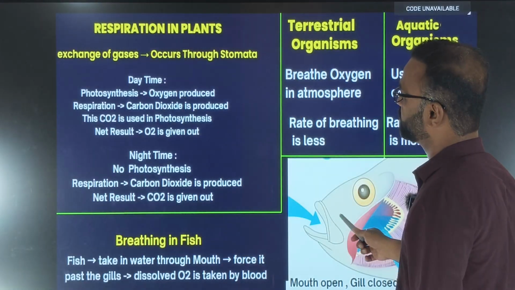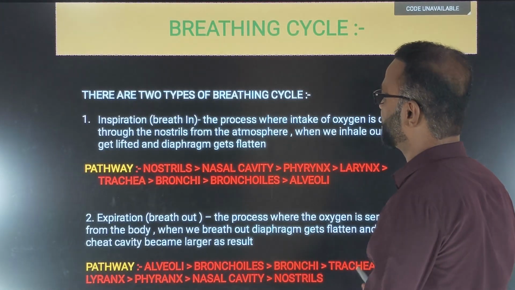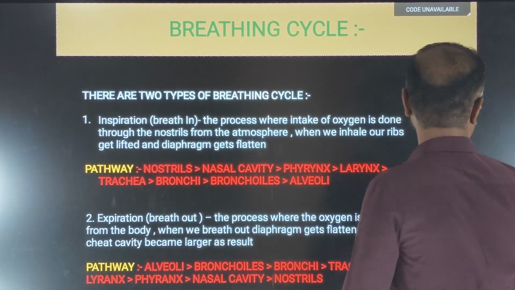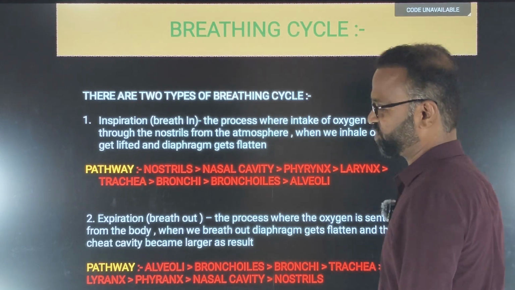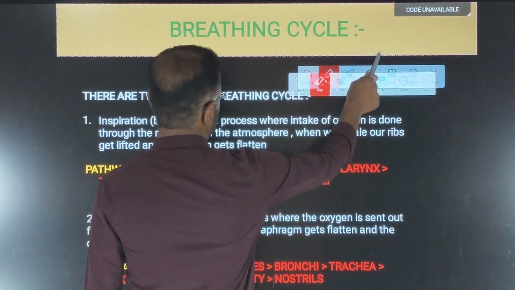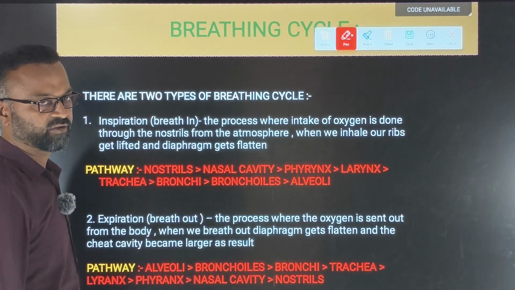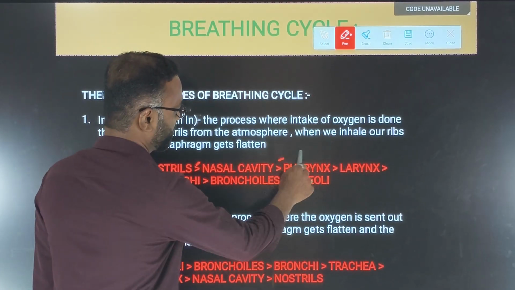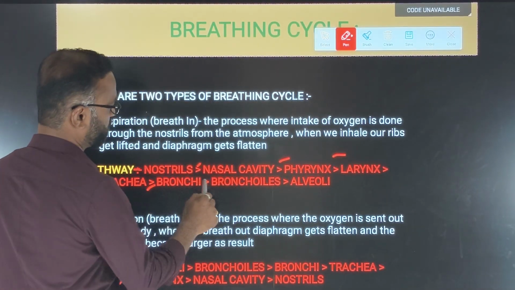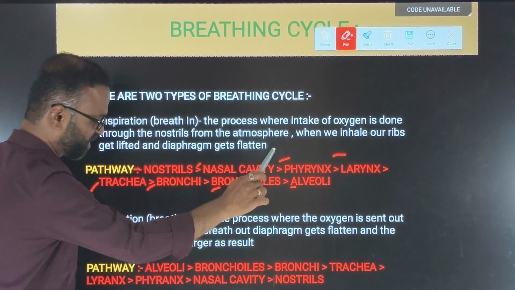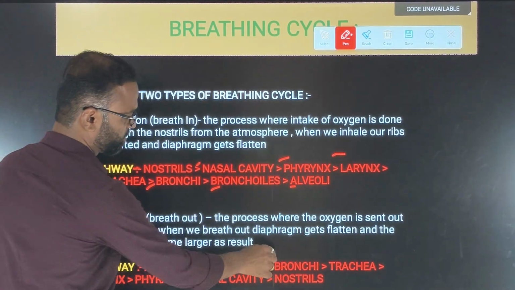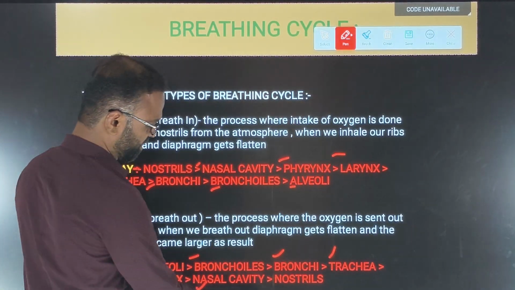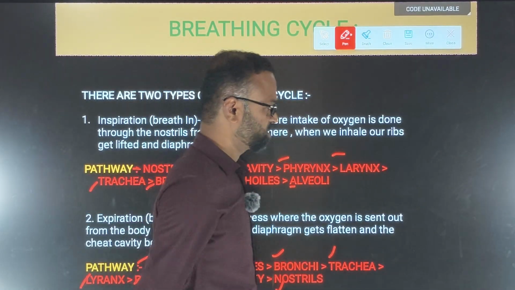So next one is what? See here, there are two types of breathing cycle, which we discussed: inhalation and exhalation, or inspiration and expiration. Sometimes they ask to trace the sequence. During inhalation, the air will go first to the nostril, then the nasal cavity, then the pharynx, larynx, trachea, bronchi, bronchioles, alveoli. Expiration is the reverse: alveoli, bronchioles, bronchi, trachea, then larynx, pharynx, nasal cavity, and the nostrils. This is very simple.